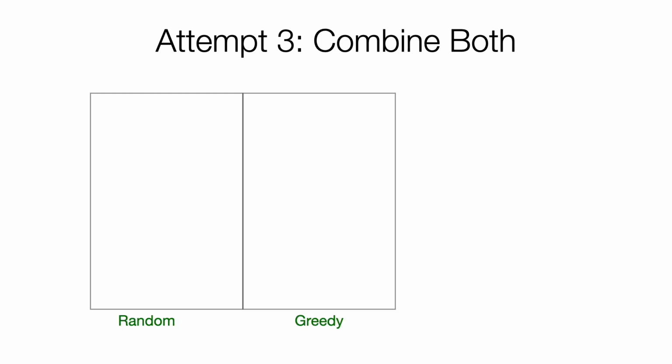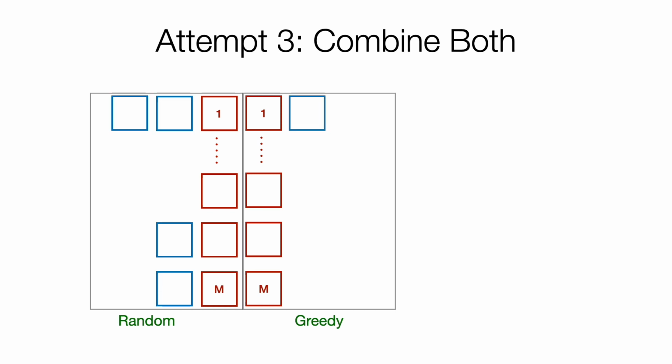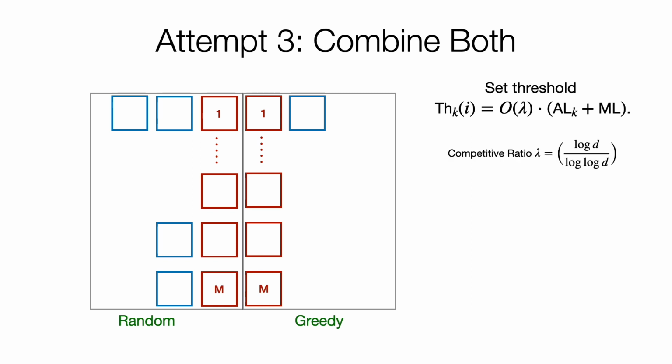In our next attempt, we're going to combine both the random algorithm and the greedy algorithm this way. We're going to assume there are two copies of these machines, called random and greedy. So there are M machines in random and M machines in greedy. Both these copies may already have some jobs assigned to them. We're going to set a threshold of some order of lambda times ALK plus maximum load, where this lambda is the competitive ratio that we want, which is log D over log log D.